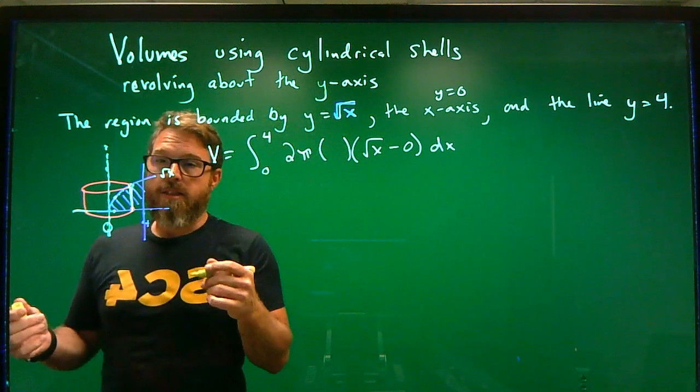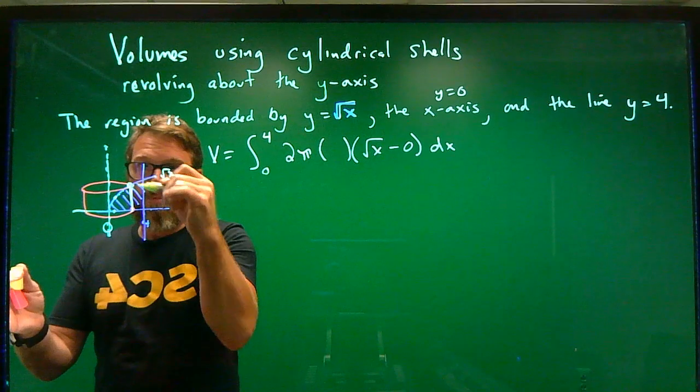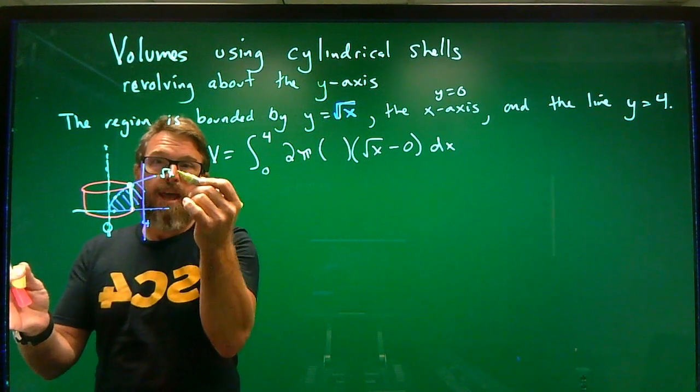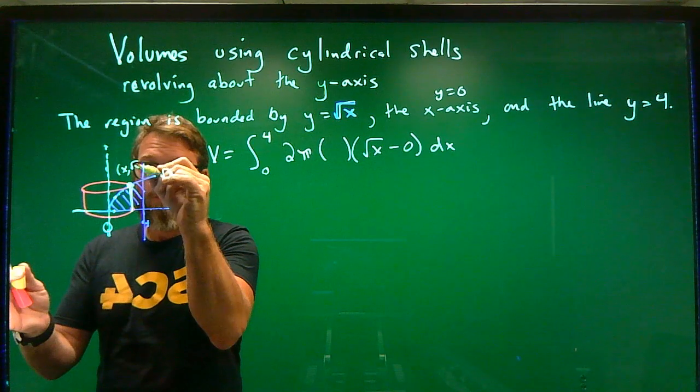Now, the radius is kind of arbitrary, because really when we look at this, the point is the function x comma root x. So if I look at this, this is the point x, root x.